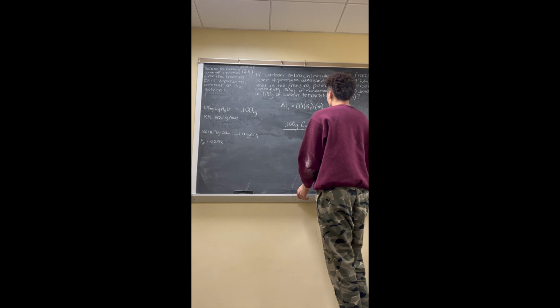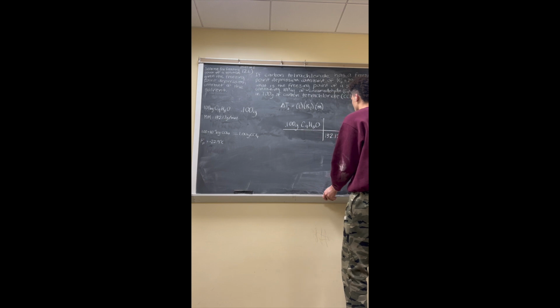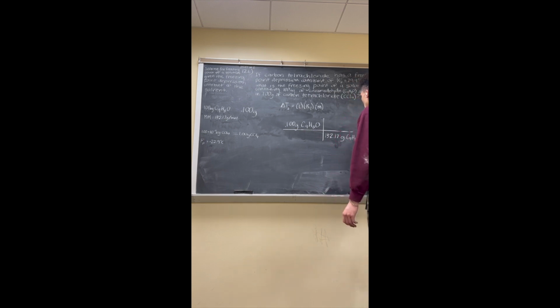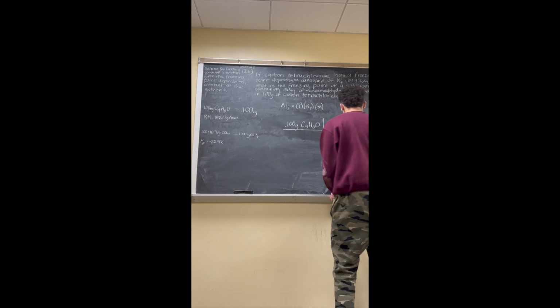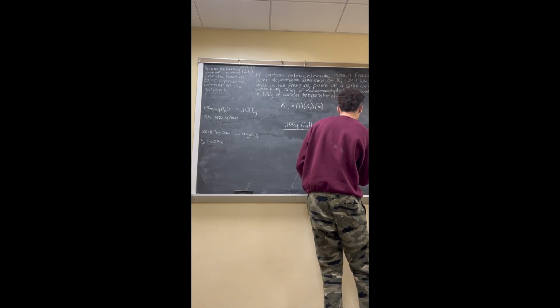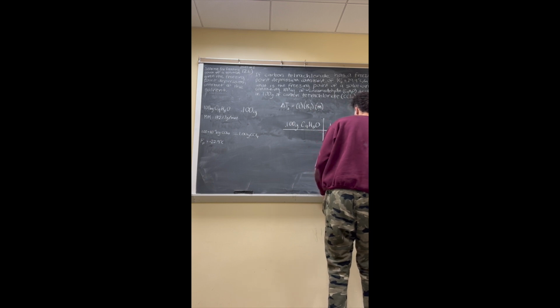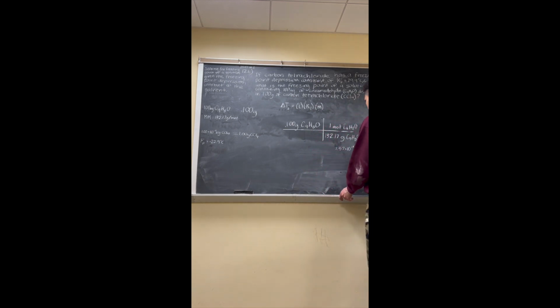So we have 132.17 grams of cinnamaldehyde, C9H8O, over 1 mole of cinnamaldehyde, C9H8O, and then that will give us the moles of cinnamaldehyde. When we do that, we get 7.57 times 10 to the negative 4 moles of the cinnamaldehyde, right? So that's the moles. Let's just circle that for now.